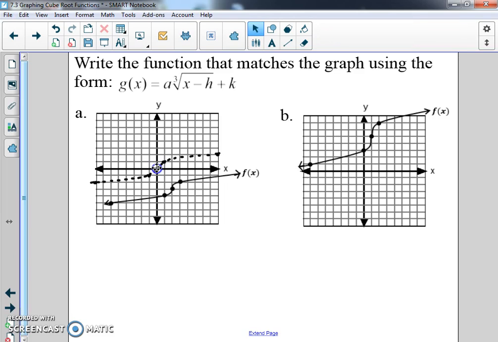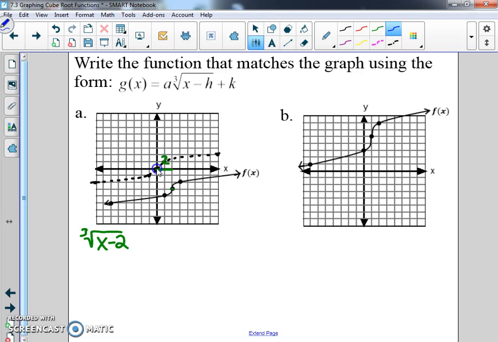First, we're going to look at how our point of symmetry moved. That will give us our h value and our k value. Our point of symmetry normally went through (0, 0). Now our point of symmetry is here. So I went to the right 2. Because I went to the right 2, I'm going to have under the radical sign x minus 2.